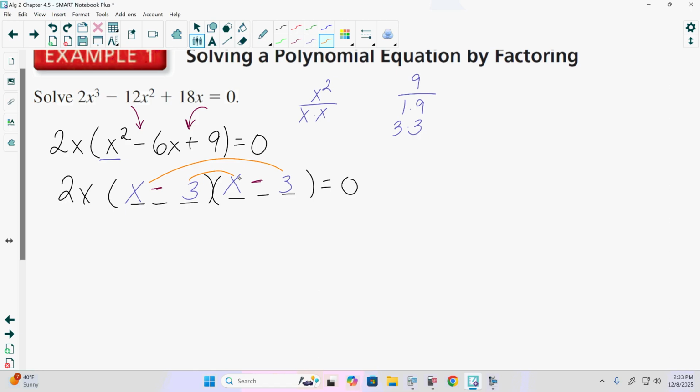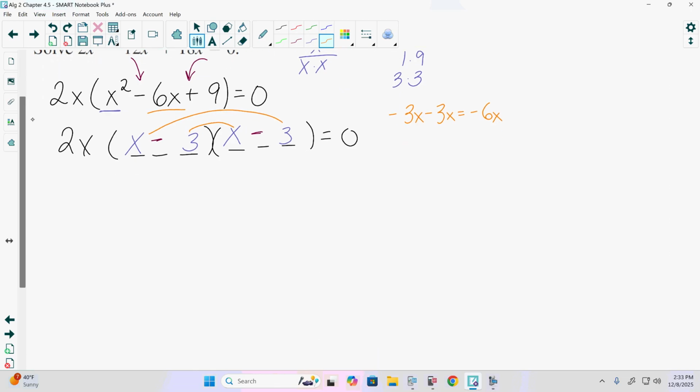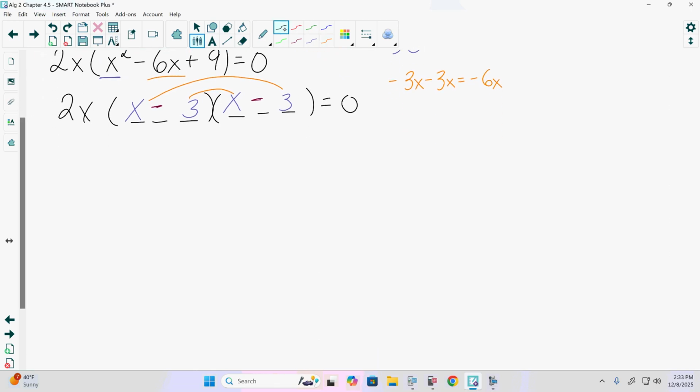The one we're focused on is the middle term. X times negative 3 is negative 3x. Negative 3 times x is negative 3x. And negative 3x minus 3x is indeed negative 6x, which is the middle term we wanted, yes? And the reason we're doing all this is to get an expression where we have two or more things multiplied together that equal 0, yes? And we do have that, and it has to be 0.